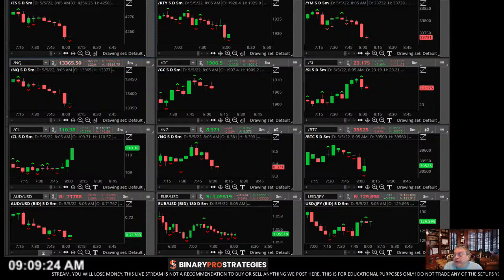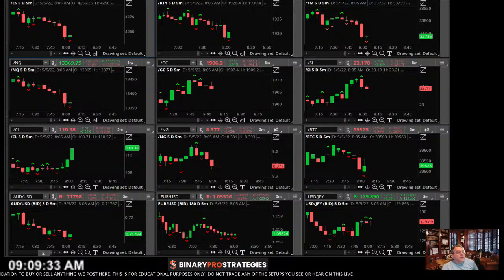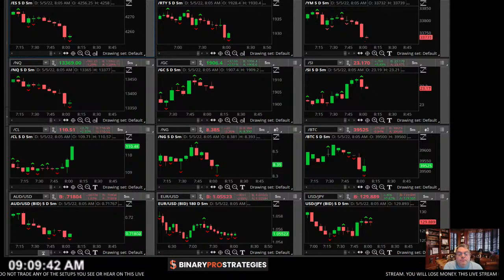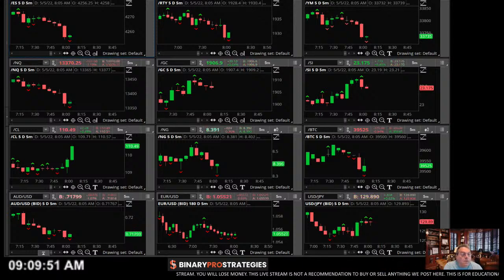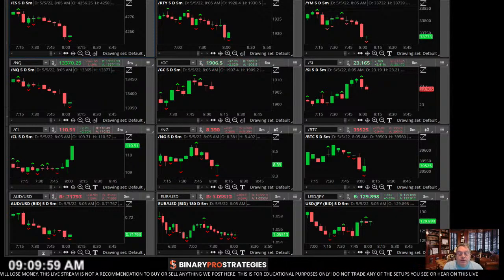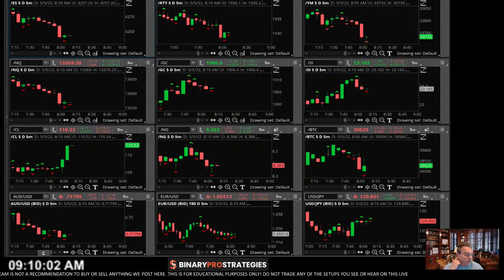Still long at the 129.89. On the dip, you could have gotten some nice premium in the 20s. I did not add. I could have added. Just holding on to the 129.89. I'm getting out here in about 13 seconds. It's going to close around 129.90. That is going to be a winning trade. Nice way to start off the morning.